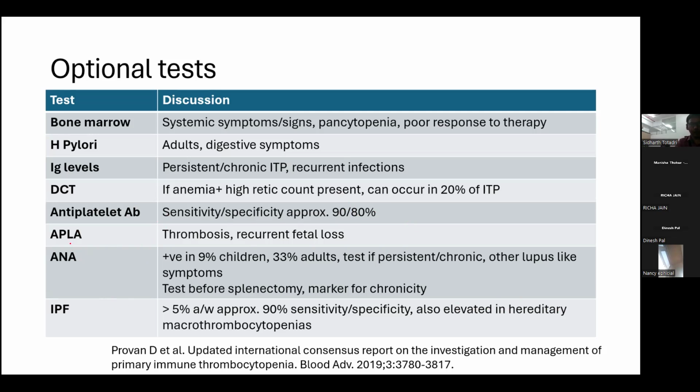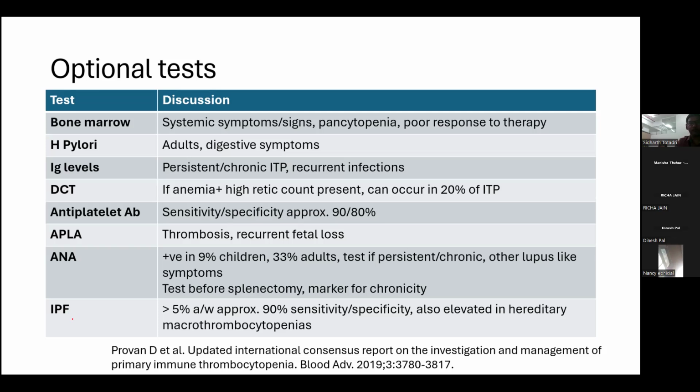ANA testing, again, we do if it is persistent or chronic ITP. So again, reiterating that other than CBC, peripheral smear, retic count, all these investigations are guided by the history and examination that you take in the patient. So if you are doing a thorough history and examination, you don't need to worry about diagnosing ITP.